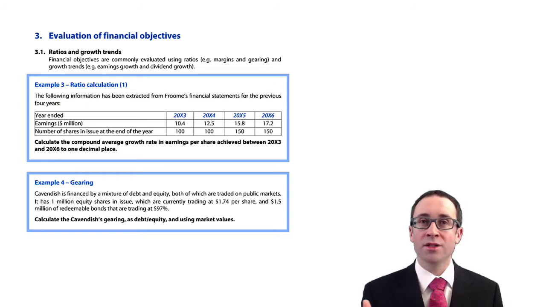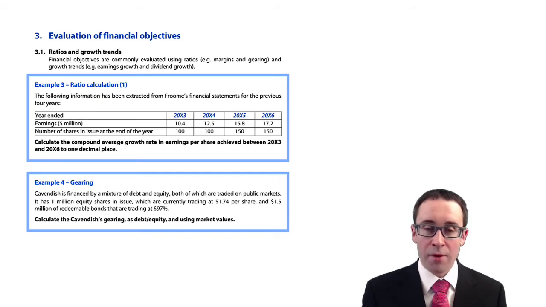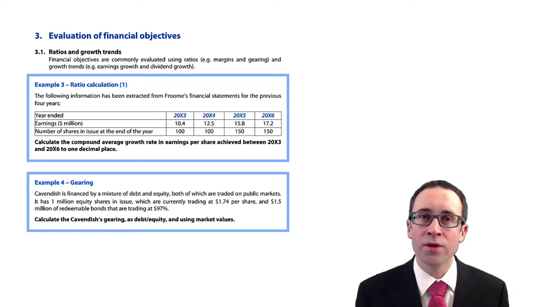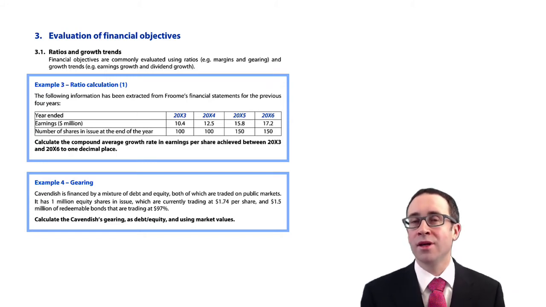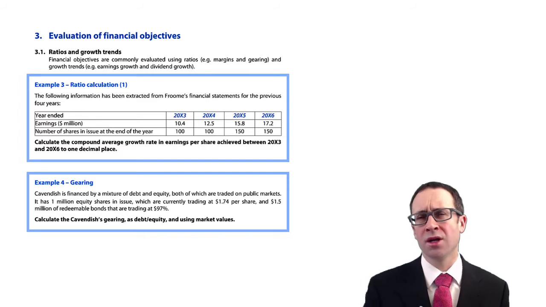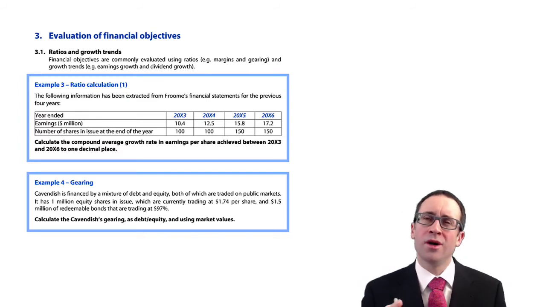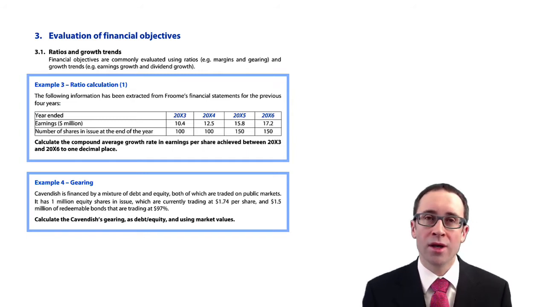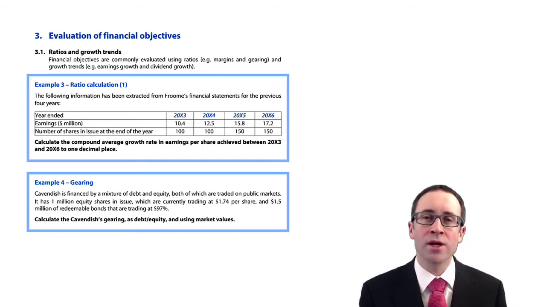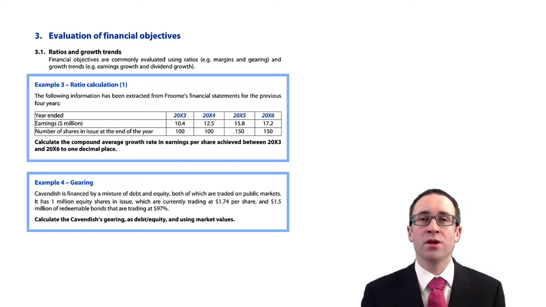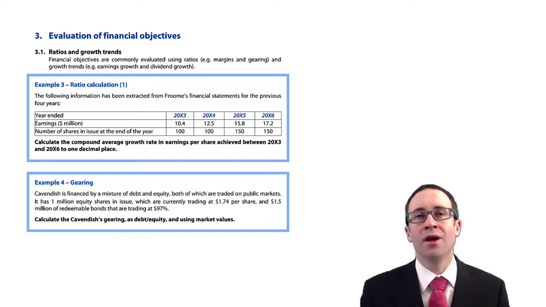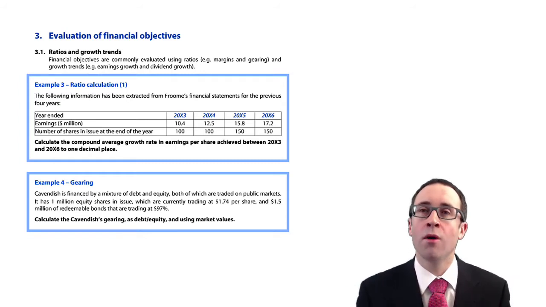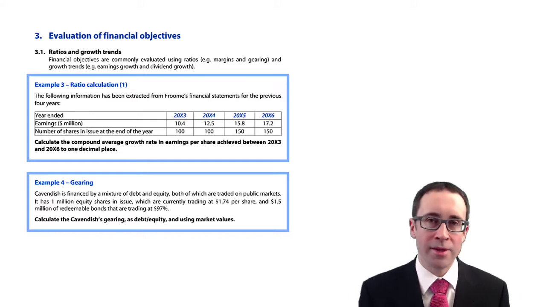What we're going to look at first is ratios and growth trends, before we pick up, in a little more detail, the investor ratios. These were touched upon in F2, but the focus there was more on profitability and position, looking at liquidity, solvency and working capital ratios. Here, with financial objectives, we're going to start looking at investor ratios, because if we meet those financial objectives, the investors will be happy, and therefore the share price will go up and there will be more value within the business.